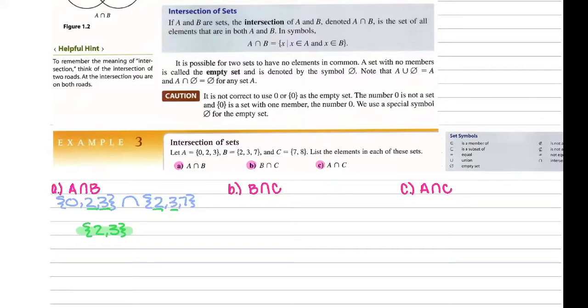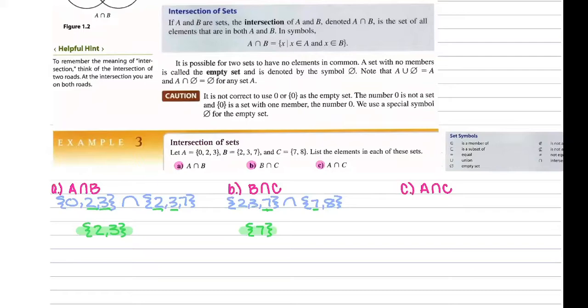For B, we have the intersection of B and C. So again, list all of the numbers for B. That's going to be 2, 3, and 7. And then list the numbers for C. That's going to be 7 and 8. So what's the number that's the same in both sets? Well, we have a 7 in both sets. So just the 7 is our answer.